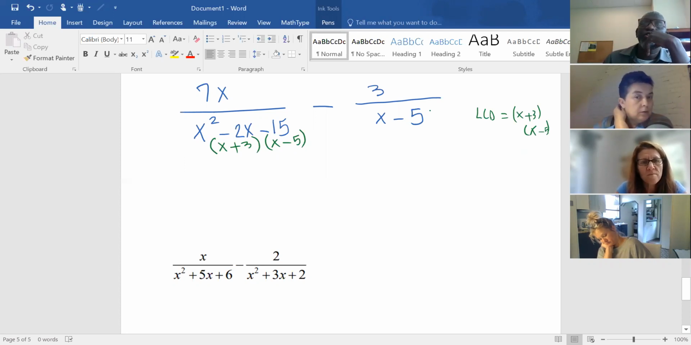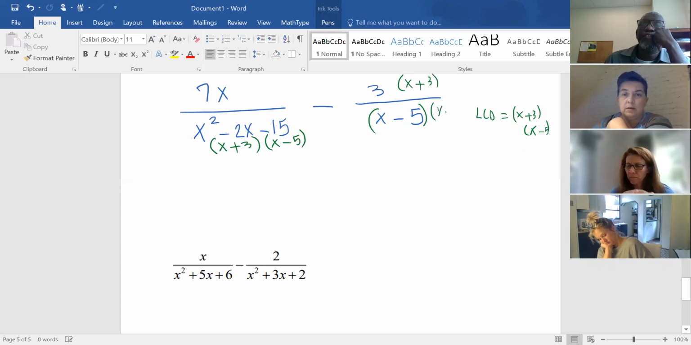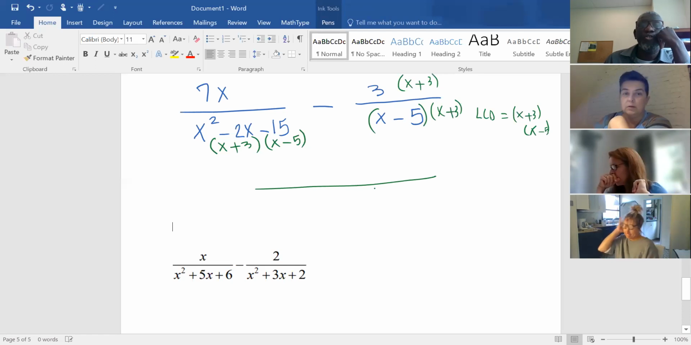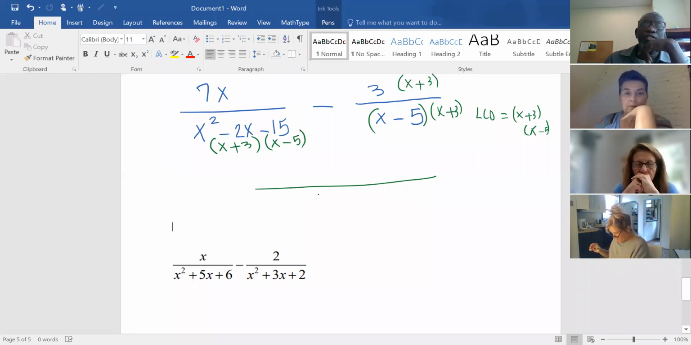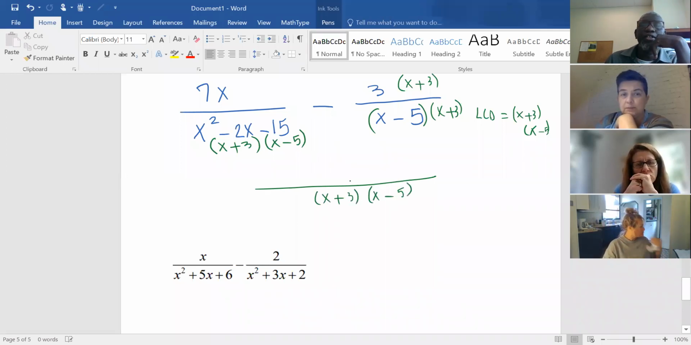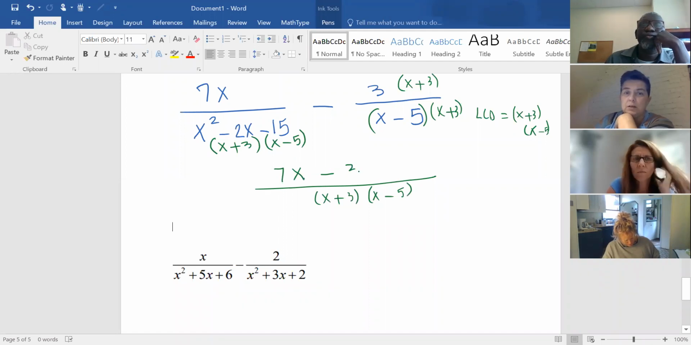Thank you. So now, do you change anything in the first fraction then? No. What did you do to the second fraction? You multiply the top and the bottom by x plus 3. Thank you. That is correct, right? Everybody see that? So now you have a single fraction here. What is your new denominator now? It's x plus 3 times x minus 5. Yep. And then on the numerator, what you got? Is 7x minus 3 times x plus 3.